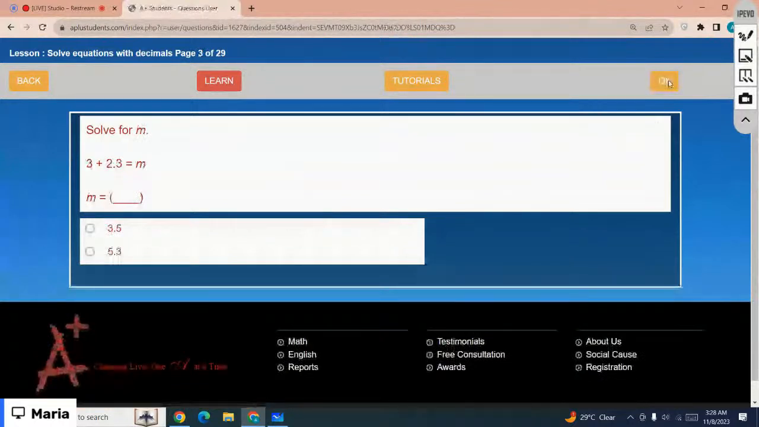Okay, the next one is solve for m. You have to add 3 plus 2.3. So which is the correct option? The correct option is, 3 plus 2.3, you have to add. So the correct option is, very good, that is 5.3.